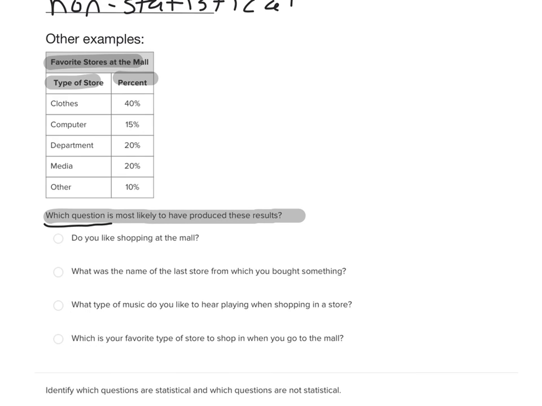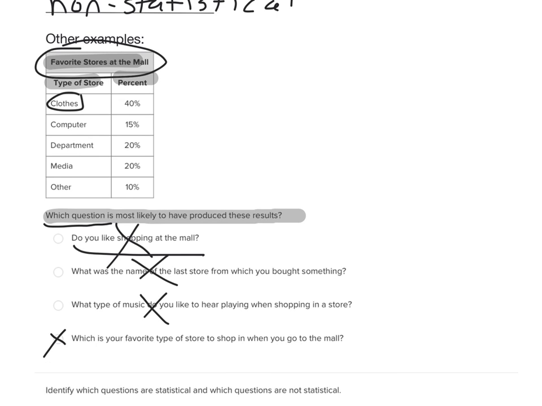Do you like shopping at the mall? That doesn't have anything to do with your favorite types of stores at the mall. So that's not a question that would have gotten those results. What's the name of the last store? No, obviously not. What type of music? No. What is your favorite type of store to shop in when you go to the mall? Yeah, favorite stores at the mall. Here are the types. So yes, that's the answer.